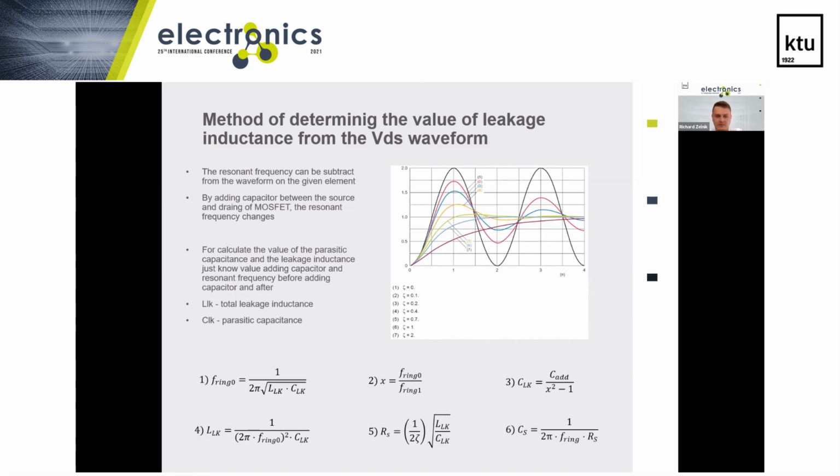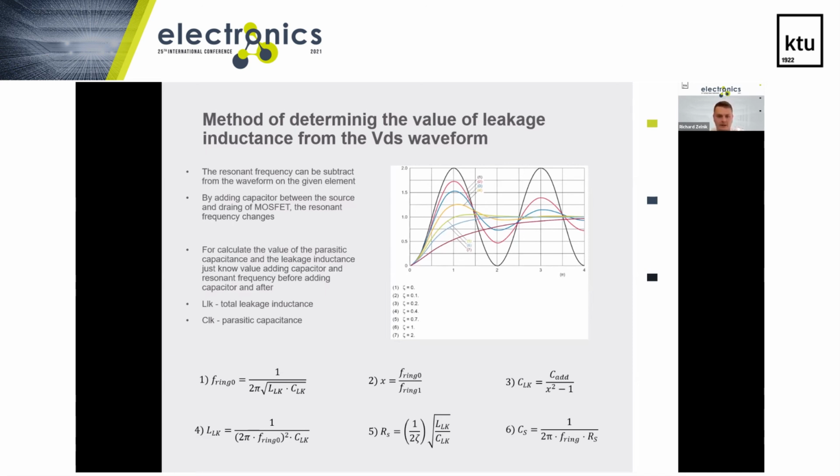CLK, the parasitic capacitance, is mainly due to the output capacitance of the MOSFET. Before we can design the snubber, we must first determine CLK and LLK, as you can see in the equation. We could attempt to measure CLK and LLK directly, but a more elegant method can be used. For this LC circuit, we know, as you can see in the first equation, that f_ring0 is the frequency of oscillation without a snubber in place.